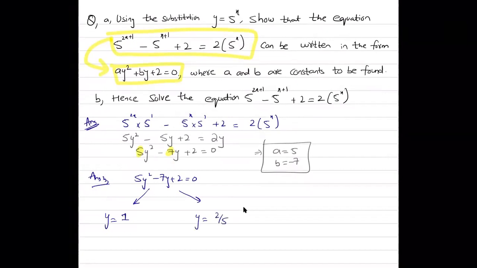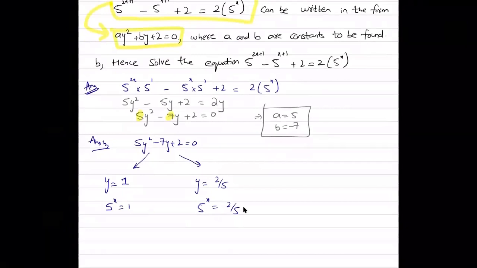So what was y equal to? y was equal to 5 to the power of x. So 5 to the power of x equals 1, and 5 to the power of x equals 2 upon 5. Now, what value of x will give you 1? 5 to the power 0. So therefore, x is 0 from here.